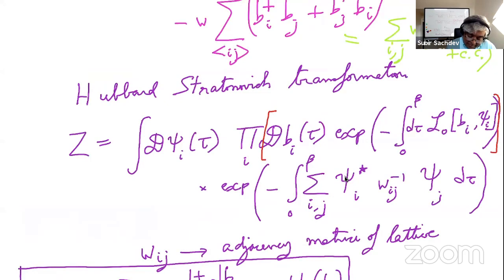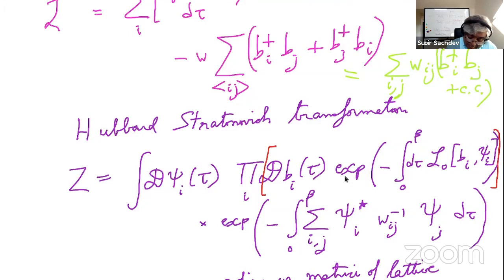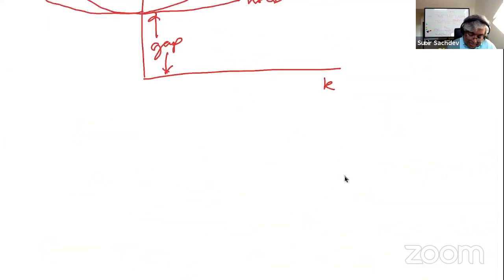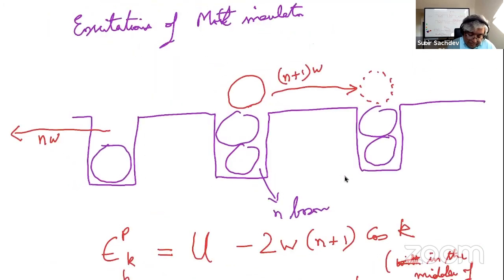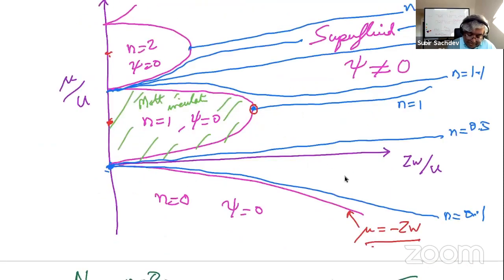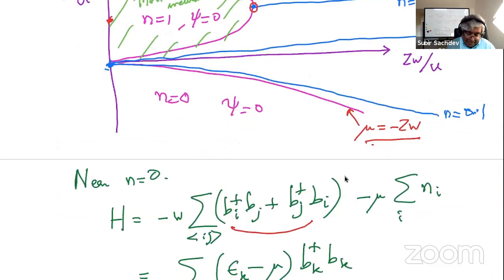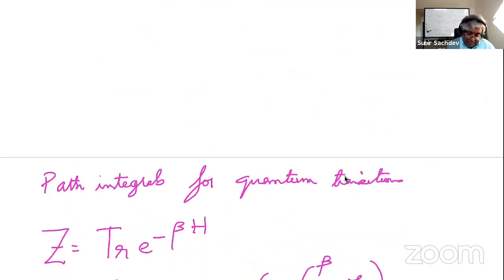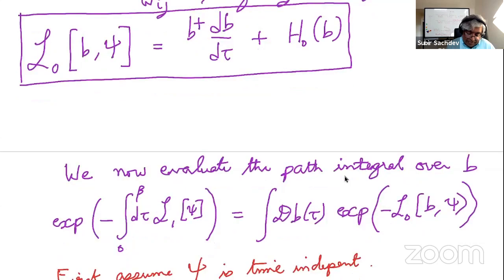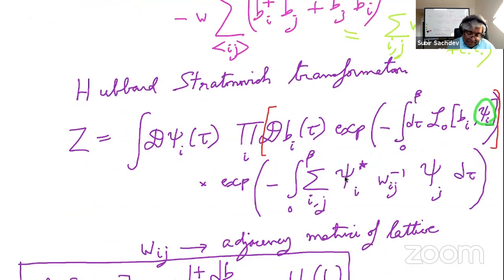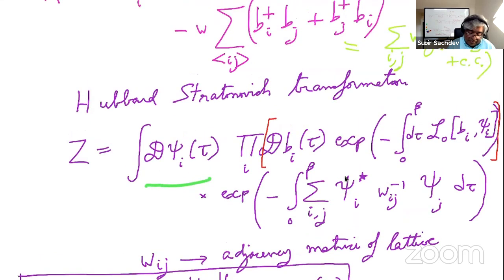So now you can see why this thing works. If I look at this particular action here, and I suppose I now want to do the integral over psi, I have this quadratic term here, psi_i W_ij inverse psi_j. And the other place psi appears is in H0, where it just appears linearly. So as in all Hubbard-Stratonovich transformations, the whole transformation is nothing more than completing the square. So I just invite you to complete the square here for psi, then you can do the psi integral, and then you'll come back to this form.